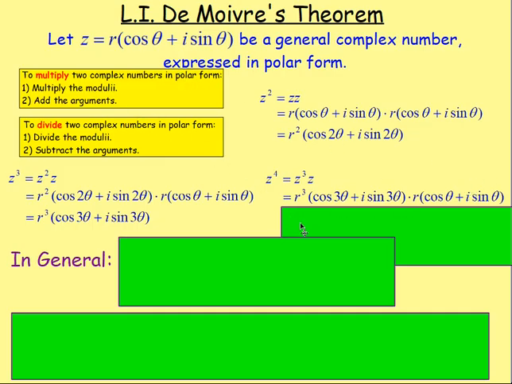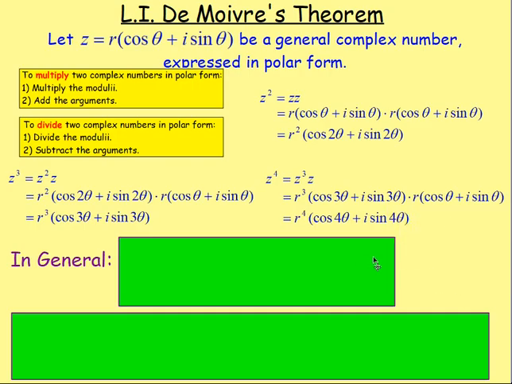Once again, you're going to multiply the moduli. So we would have the r cubed times r, which would be r to the power of 4. And then we've got cos 3 theta and cos theta. Add the arguments together. So 3 theta add theta is 4 theta. And we would have i sine 4 theta.